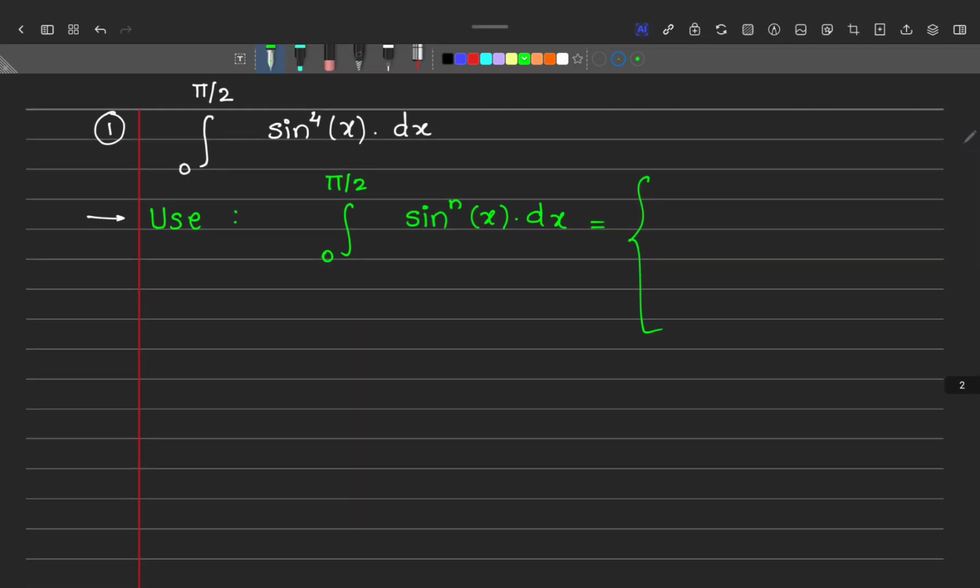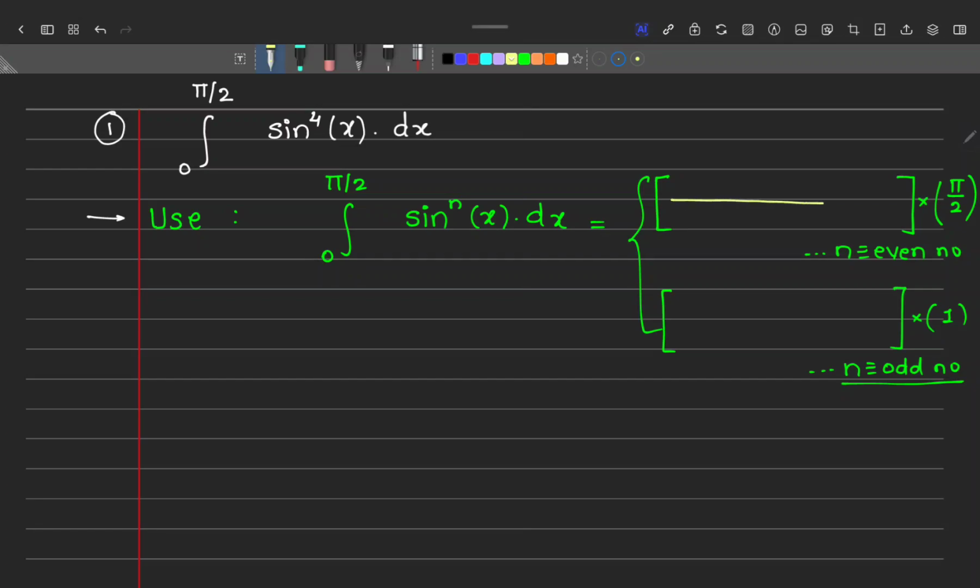depending upon what is the nature of n. If n is an even number, then we prefer this formula. We take a few terms here in the bracket followed by pi by 2, and if n is not an even number, suppose it is an odd number, then this bracket will be followed by 1. So what are the terms in this bracket?